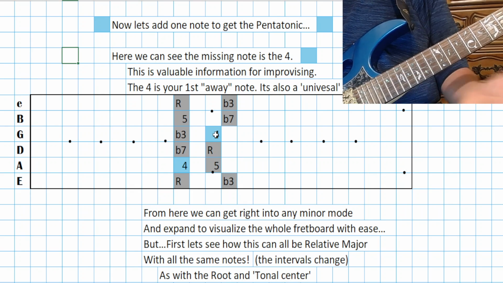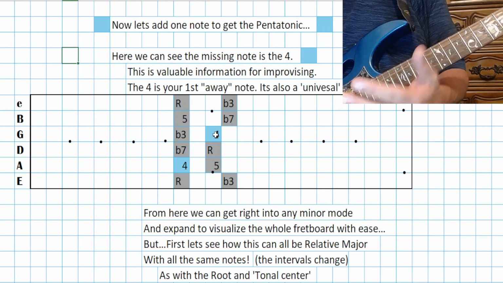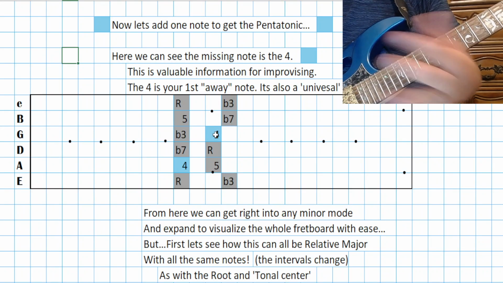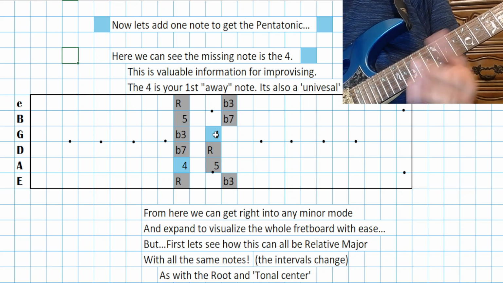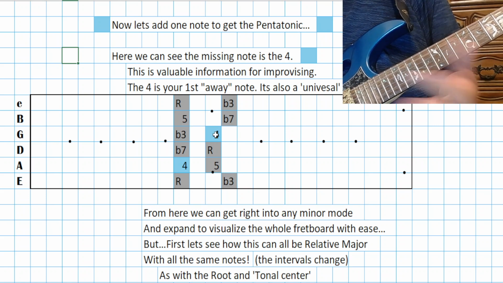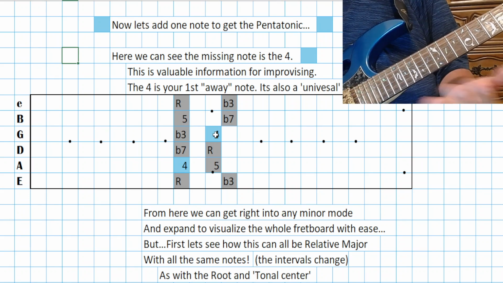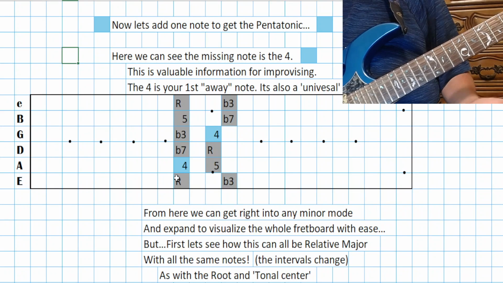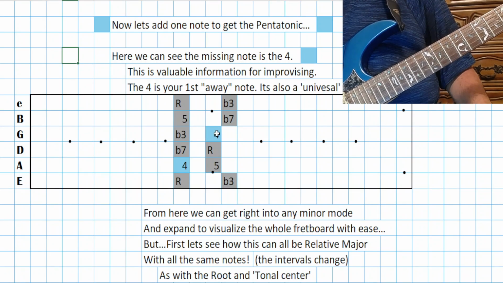You only have 2 more away notes to go to complete an entire 7-note scale. And those notes become the identifiers that really will give this an emotion, because those are half steps. Whatever 2 you include will be half steps. So you can see we've got no half steps here, and we add in the 4.